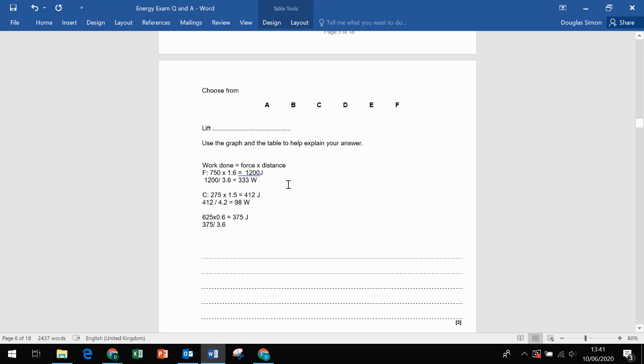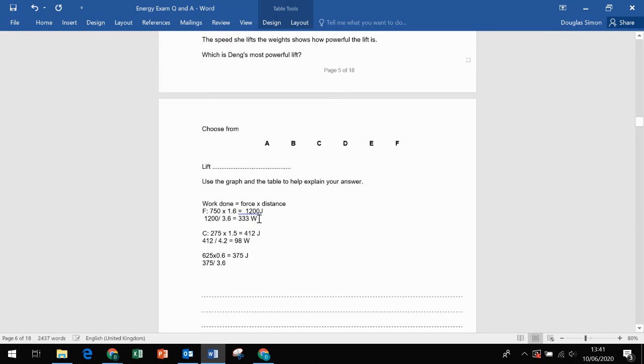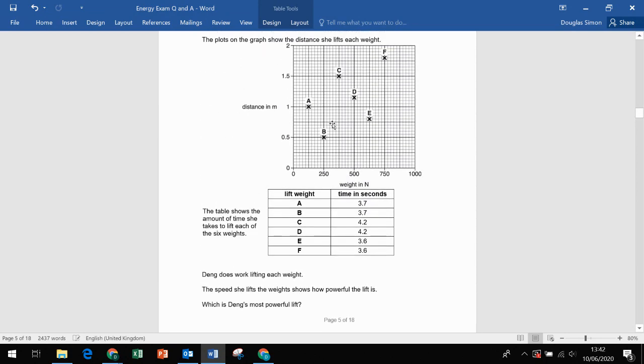I think we can stop doing these calculations now because it's obvious that F is far greater than everything else. So the answer is obviously F. We've done some calculations here. We've worked out the work done and the power, and we've shown that F is far greater than the other ones. And it's kind of obvious because it's so far above on the graph.